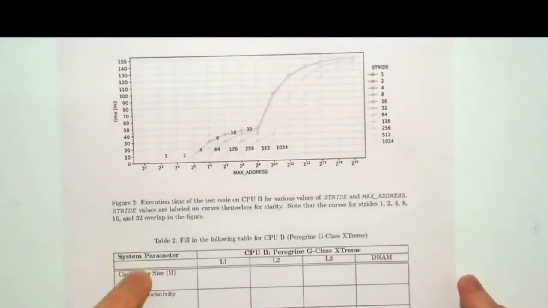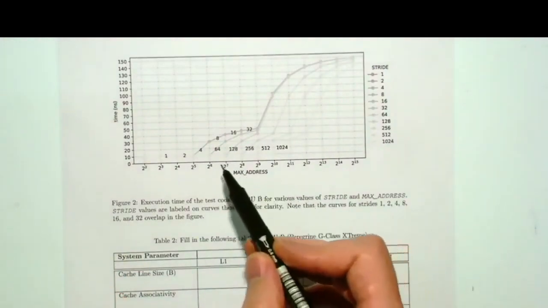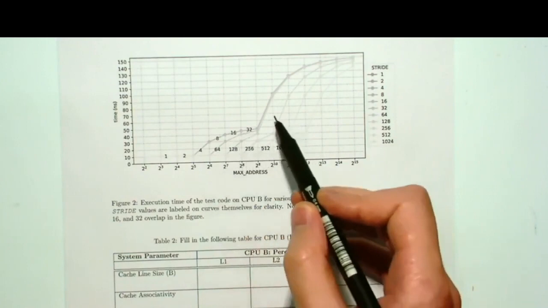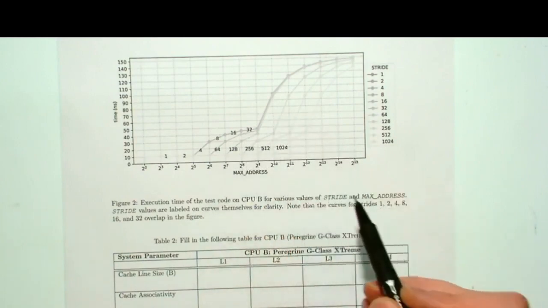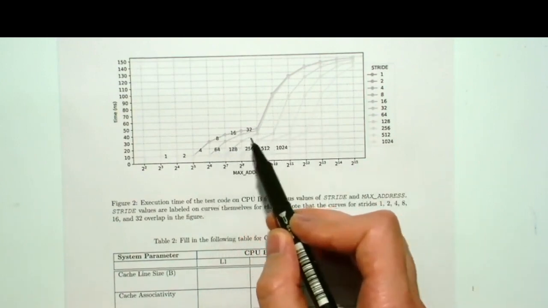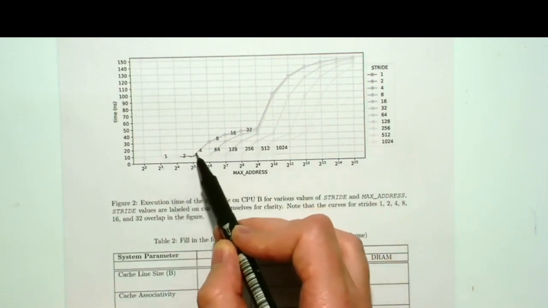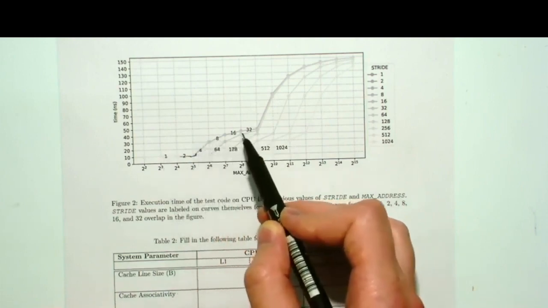Okay, and then this is the second part. So this is the other processor, and you see that here we have more variation in this curve. We have that stair-like behavior here, right? So we come to this point, and the latency starts increasing.